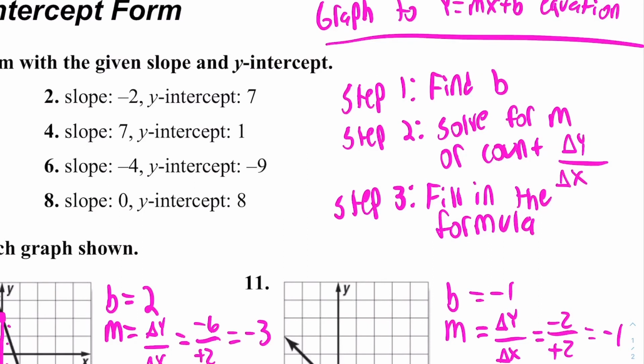Remember, m is the slope. M is the slope. M is not the y-intercept. B is not the slope.